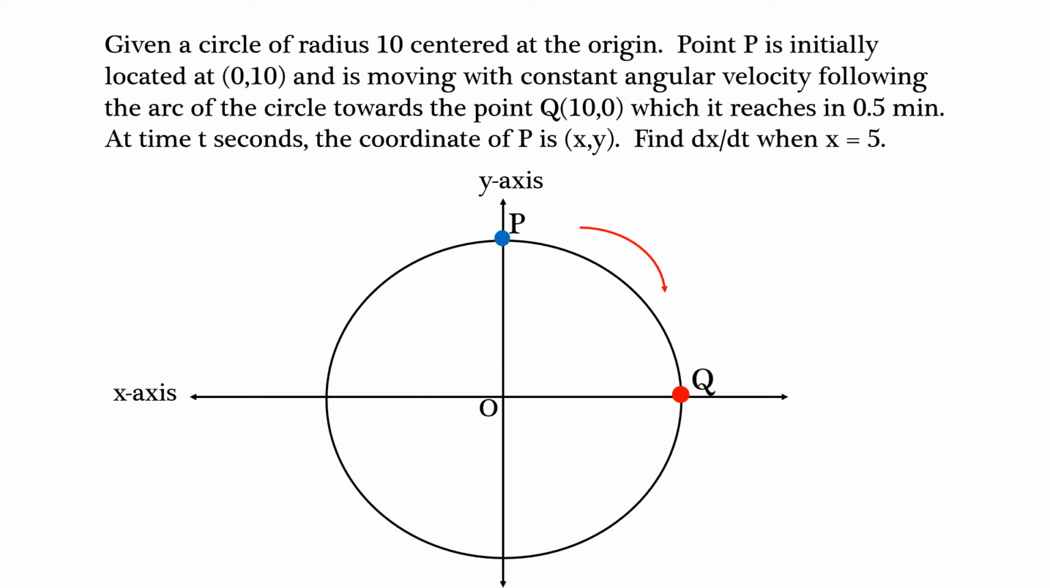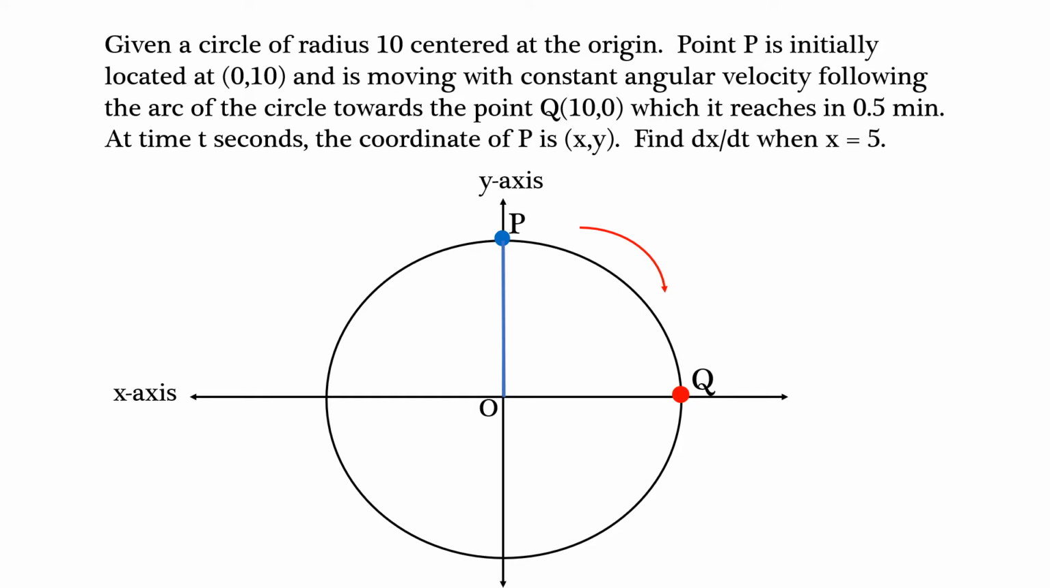If you notice, this problem doesn't seem to give us any rate. Aside from the fact that it's asking for dx/dt, the only given is x equals 5. But the problem mentioned that as P moves to point Q, it maintains a constant angular velocity. It is because of this information that we should be able to come up with another rate that is related to dx/dt.